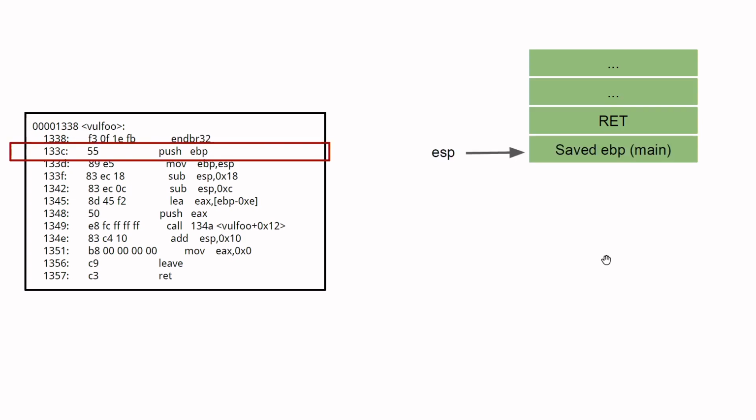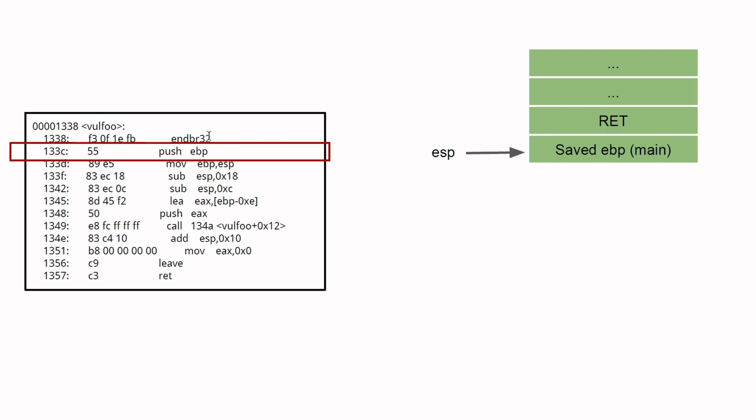Then the first instruction executed here is endbr32. That's actually a security feature. Some of the new CPUs can use this instruction. Older CPUs will just ignore it. So for today's class, we will simply ignore this instruction. Let's say it doesn't do anything.